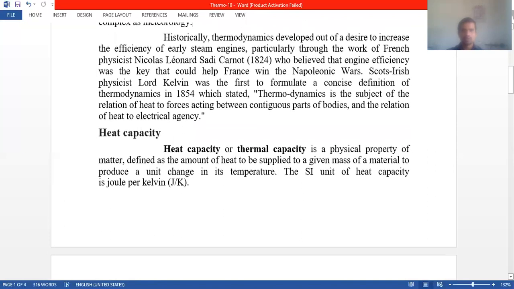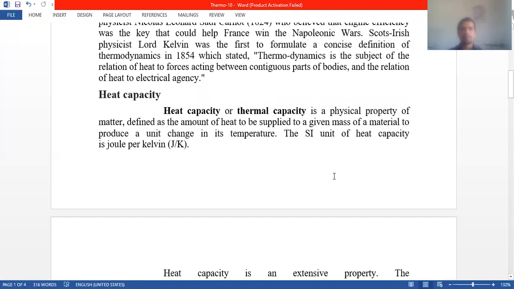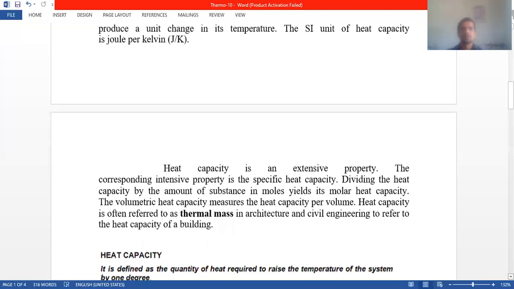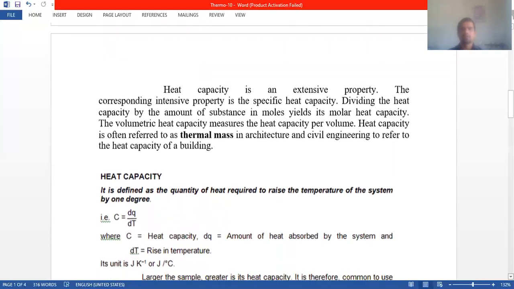So let's see what is meant by heat capacity. Heat capacity, also called thermal capacity, is a physical property of matter, defined as the amount of heat to be supplied to a given mass of material to produce a unit change in its temperature. The SI unit of heat capacity is joule per Kelvin. Heat capacity is an extensive property.